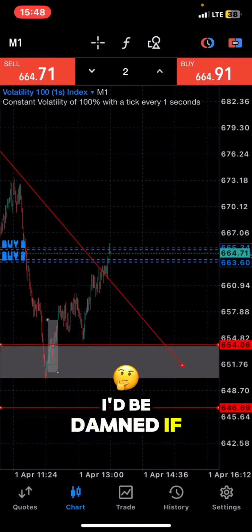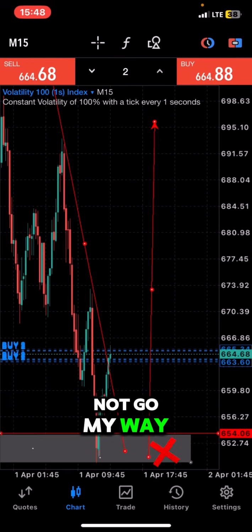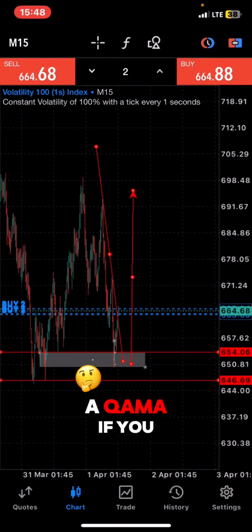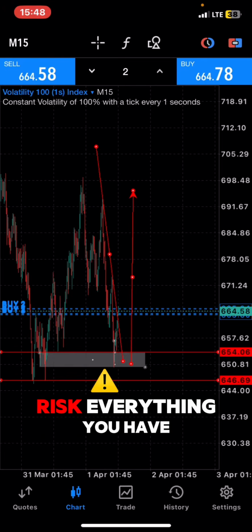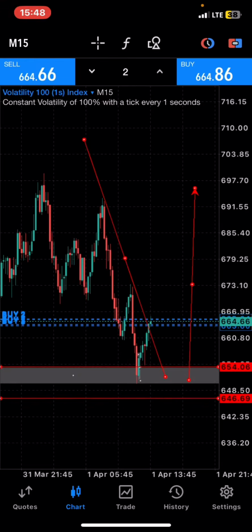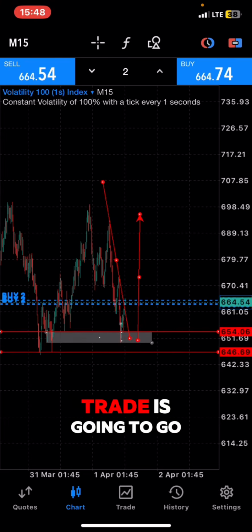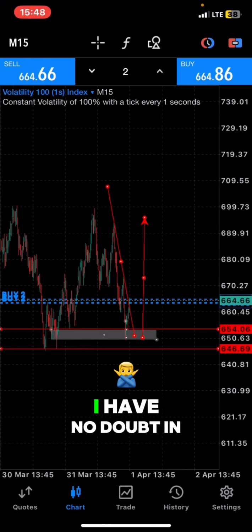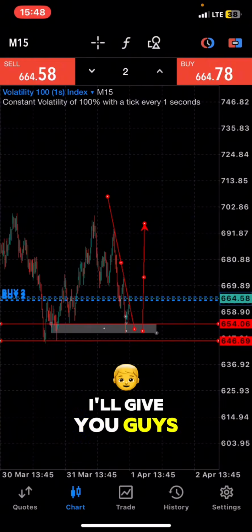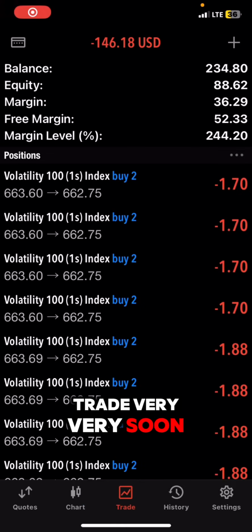I'd be damned if this trade was to not go my way. Every time I see a QMR, if you ever see a QMR like this, risk everything you have. Sell your house, risk it. Sell your car, risk the money. I'm telling you, this trade is going to go wonderfully well. I have no doubt in my mind. I'll give you guys the update of this trade very, very soon.